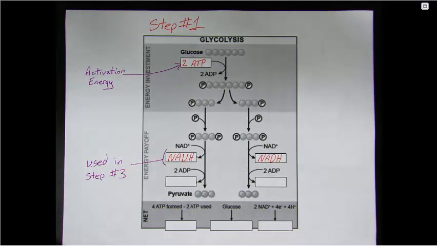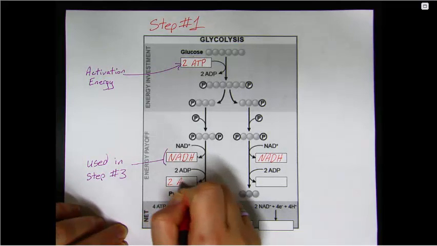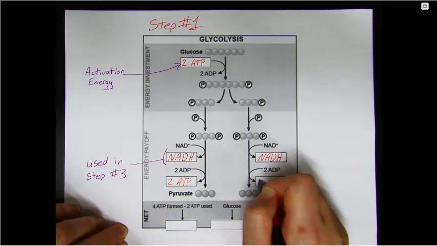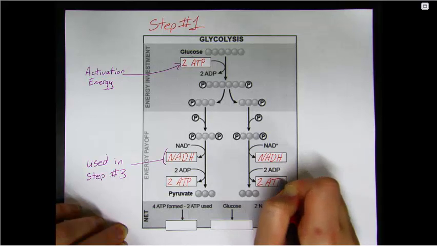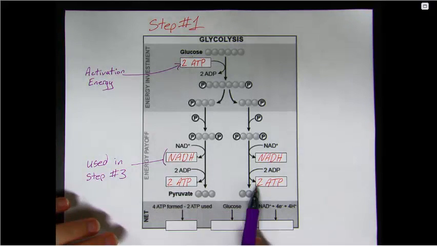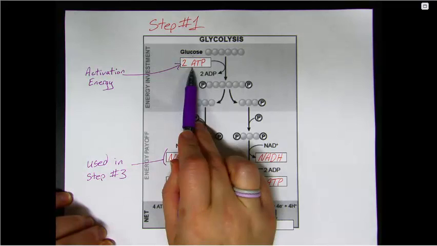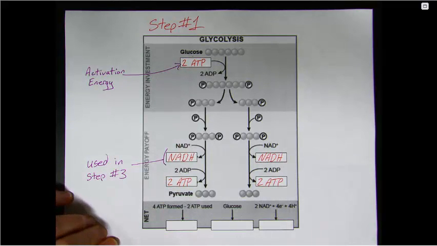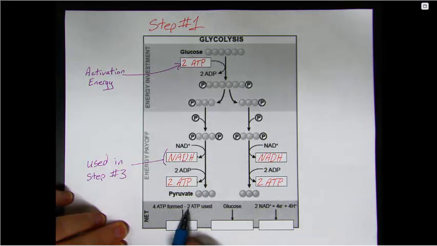After we create the high energy electron carrier of NADH, we are also going to produce 2 more ATP on either side of this diagram. Now this ATP is our product. However, we are producing 2 from each side, but we had to use 2 to get things started. So when we look at our net or total ATP, we produced 4, but we used 2. So our net is 2 ATP.